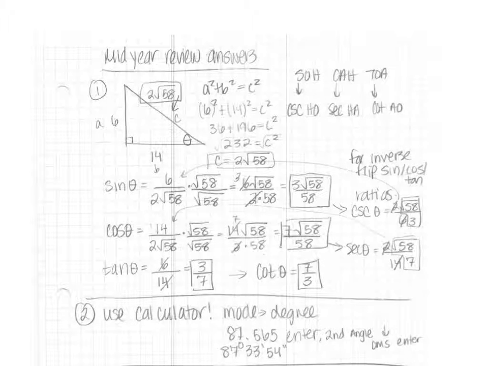For this first picture, you set up your triangle, and remember SOHCAHTOA: sine is opposite over hypotenuse, cos is adjacent over hypotenuse, tan is opposite over adjacent. And then remember the reciprocals. Cos ends with S, so its reciprocal starts with S, secant. Sine's reciprocal is cosecant, tan is cotan.